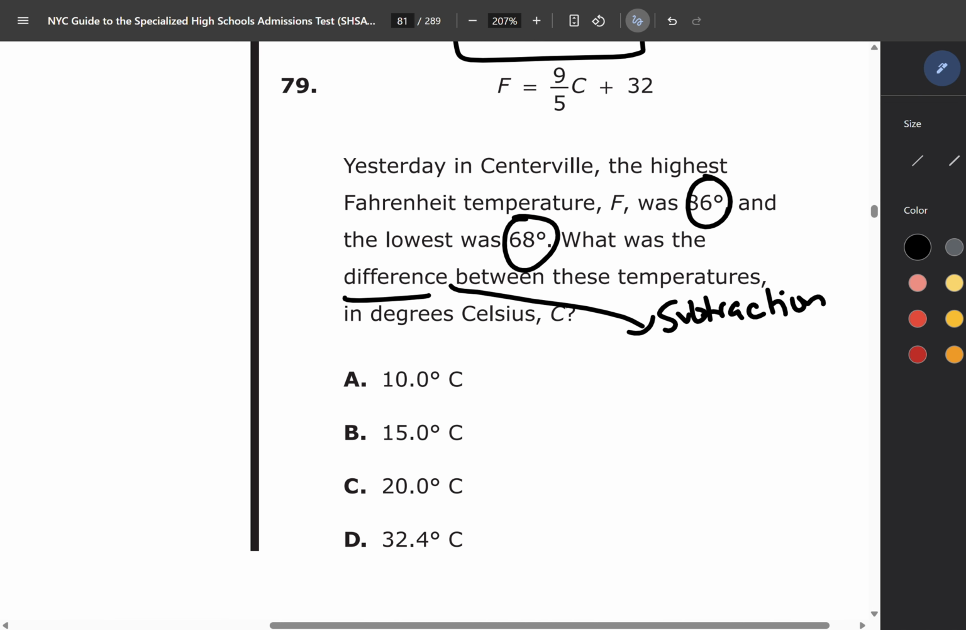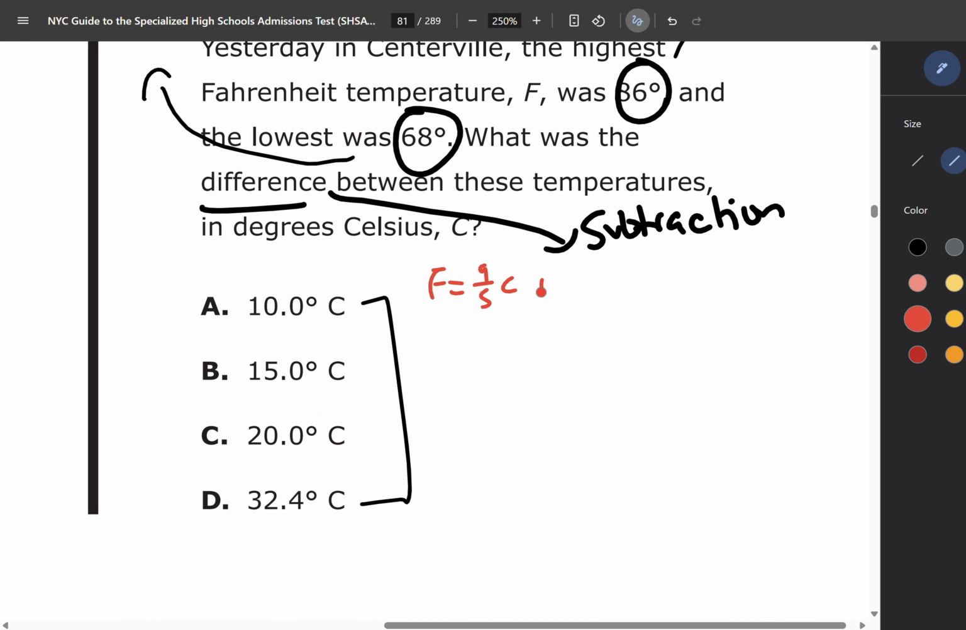So what I'm going to do first is convert 86 degrees Fahrenheit into Celsius, and then I'll convert 68 degrees Fahrenheit into Celsius. And then after, I'll just find the difference, and that should hopefully be one of these four answers right here. So let's do that. So we're going to take this equation. I'm just going to copy it over right here so it's easier for us to keep track.